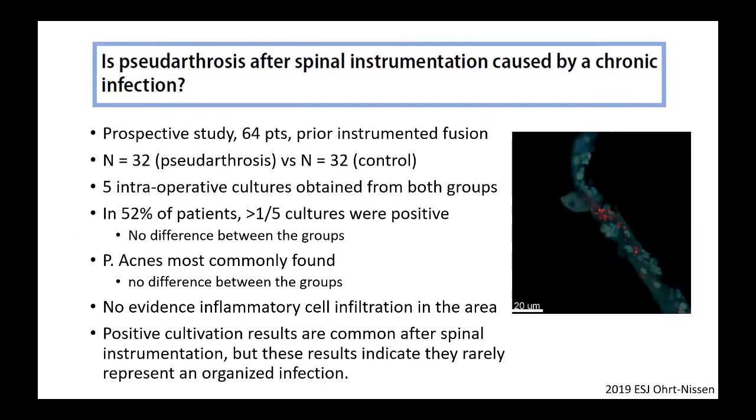So this was a prospective study looking at 64 patients with prior instrumented fusion. They compared 32 patients with pseudarthrosis to 32 patients who were controls.